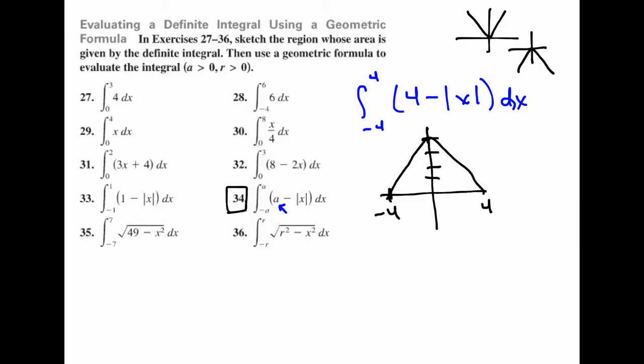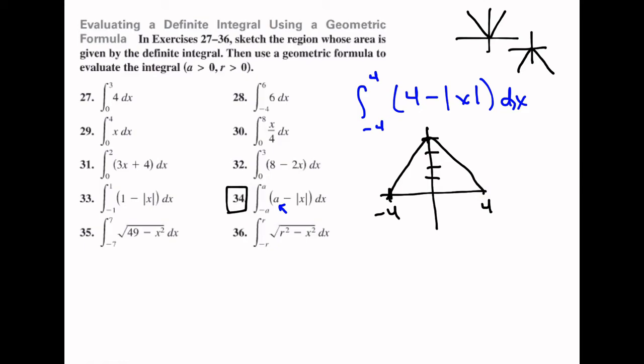How would you know that? Well, you can plug them in. What do I want to do here? You could plug in negative 4 right here. Absolute value of negative 4 is 4. 4 minus 4 is 0. So that's at negative 4, 0. Similarly, if you plug in a 4, you get 4, 0.